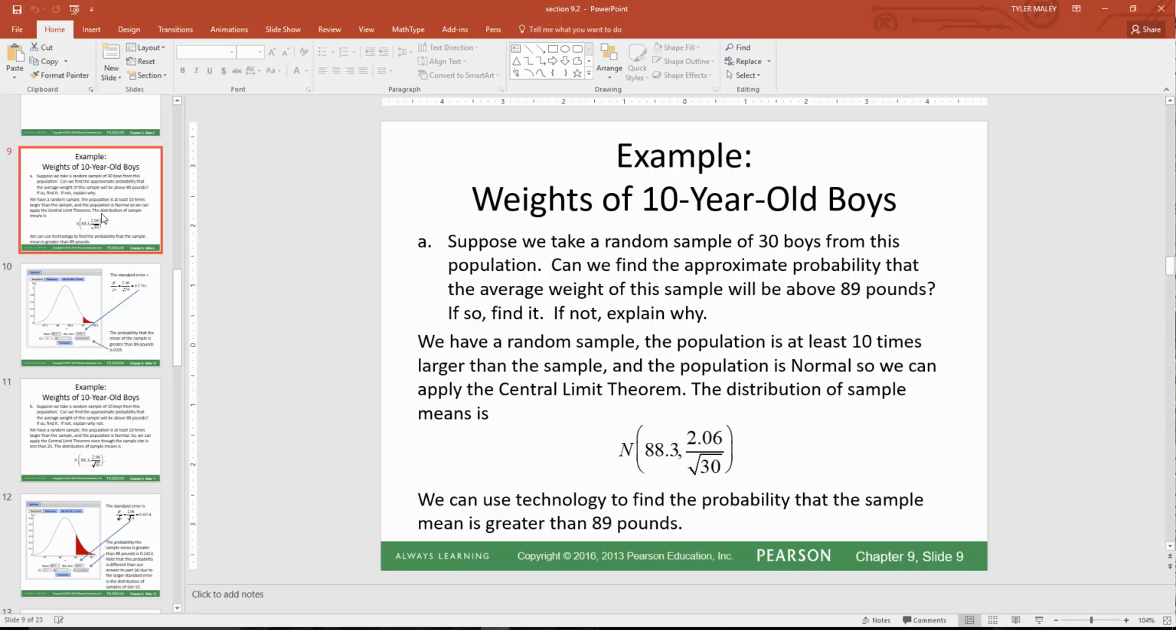Also, we were told that the population is normal, so since that's the case, we can apply the central limit theorem. Notice that my sample size is very small. We have 30 boys in part A, so we can still apply the central limit theorem. So the distribution of the sample mean is going to be a normal distribution. Here's my mean. Here's my standard deviation, or in this case, standard error. So we can use technology to find the probability that the sample mean is greater than 89 pounds.